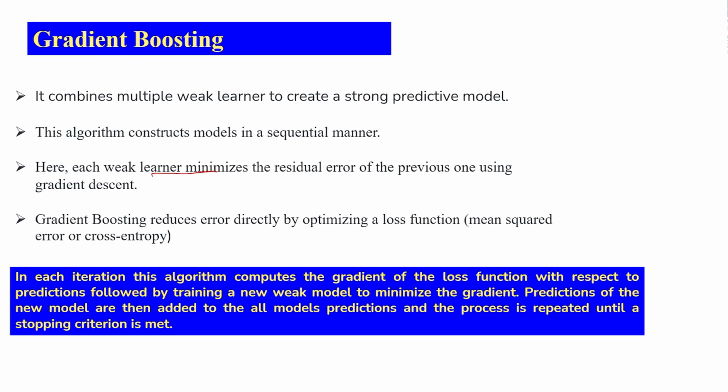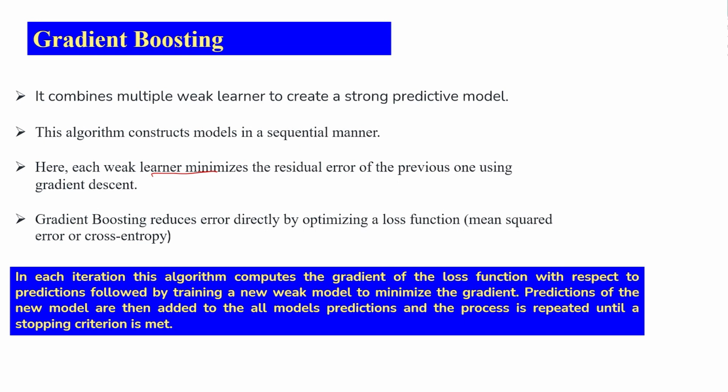So what we are doing, we are again using a series of learners in a sequential manner, okay. But each weak learner minimizes the error or residual error simply by using the gradient descent technique, okay. And this reduces error directly by optimizing the loss function. Loss function can be mean square error, right, or maybe cross entropy. So remember, in each iteration this algorithm computes the gradient of the loss function with respect to the predictions, and this is followed by training a new weak model to minimize this gradient.